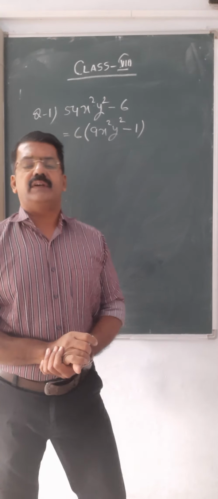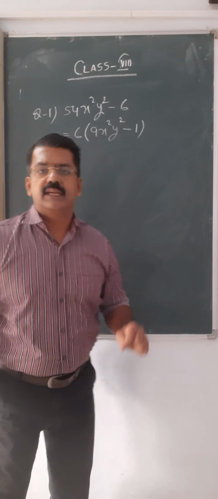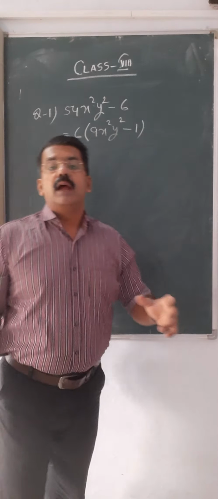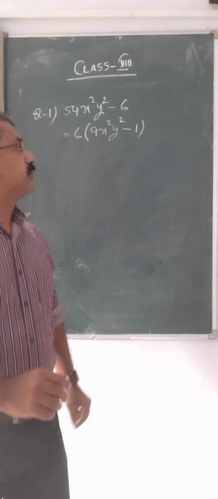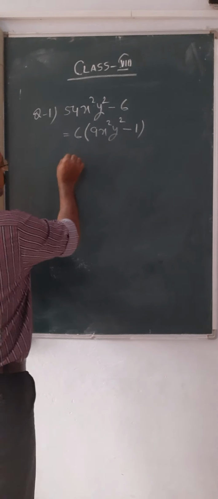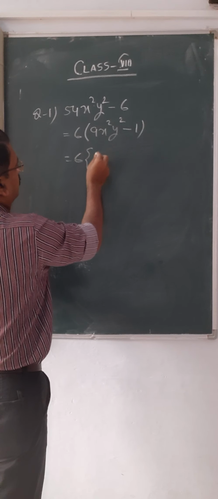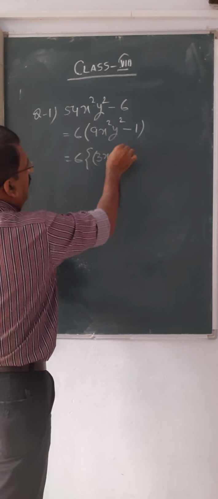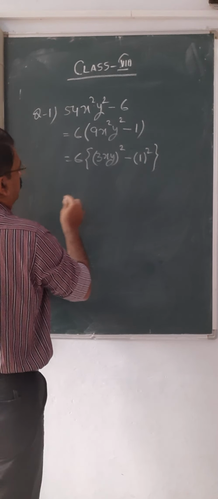Although we have divided the given expression into two factors, one factor is 6 and the other factor is 9x square y square minus 1, it is not factorized completely. So to factorize it completely, we have to do it further. See, 9 is 3 square, so it can be written as 3xy whole square, and that is minus 1 square because you know 1 square is nothing but 1 only.